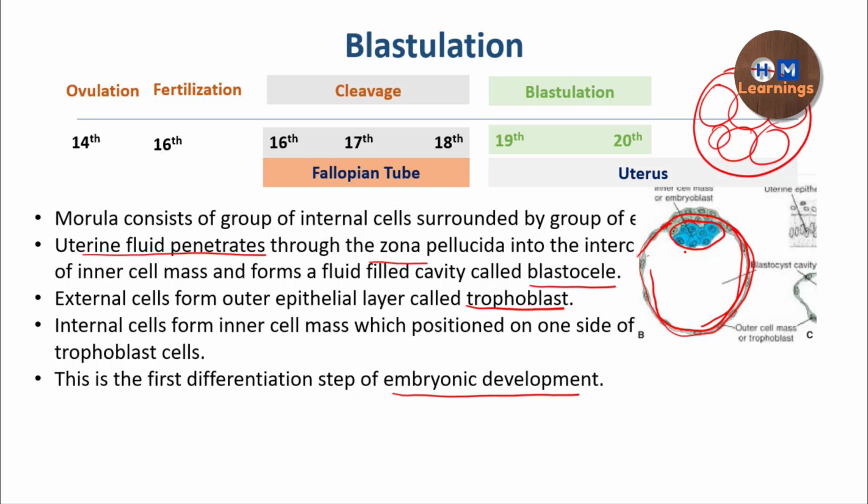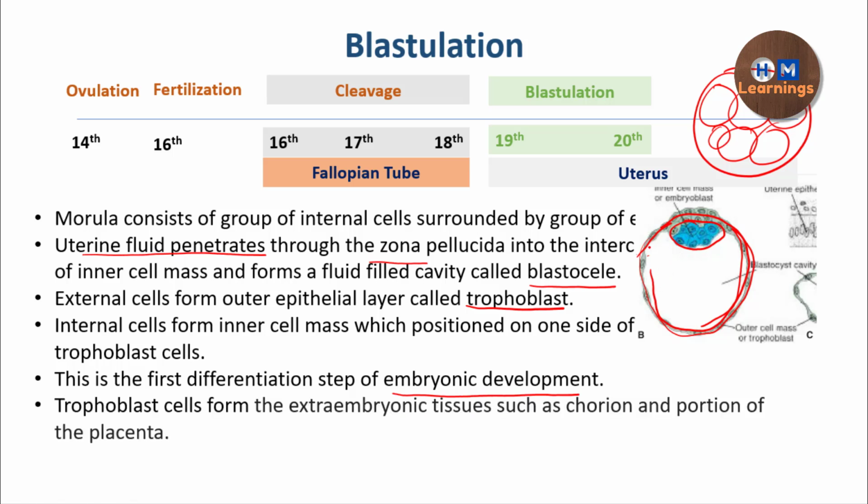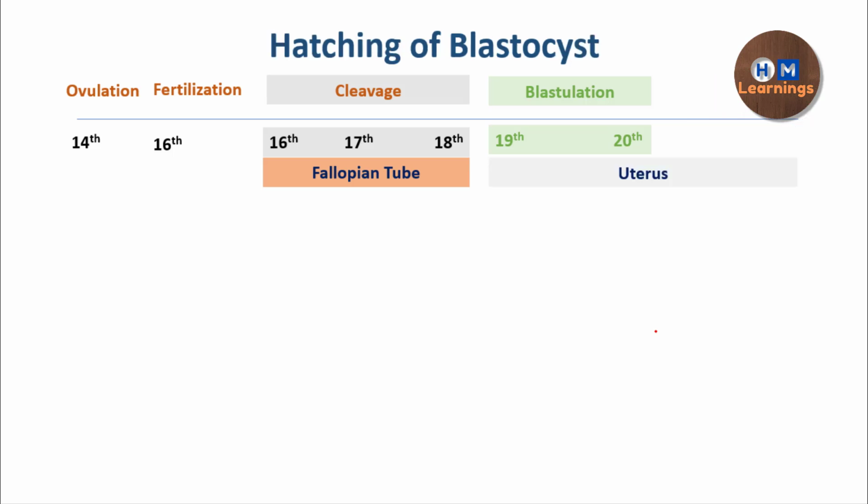Some genes play a role: if these genes are expressed by a cell, it is going to form the inner cell mass, and similarly for the trophoblast. The trophoblast cells are going to form all the extra-embryonic tissue such as the chorion and the placenta, and the inner cell mass is going to form the embryonic tissues. So we have now seen the cleavage and the blastulation. The last step is hatching, which again happens in 1 or 2 days, followed by implantation.